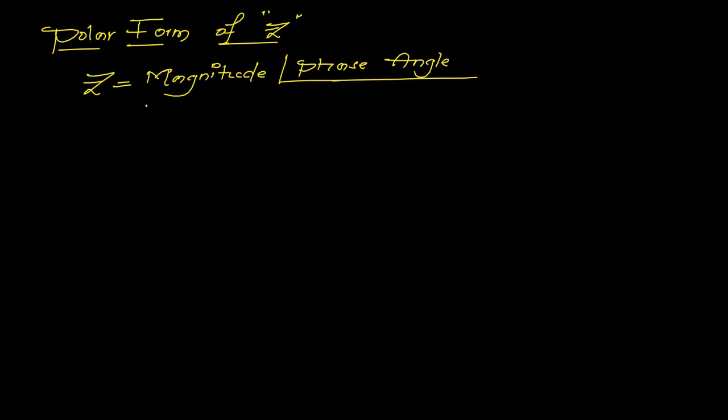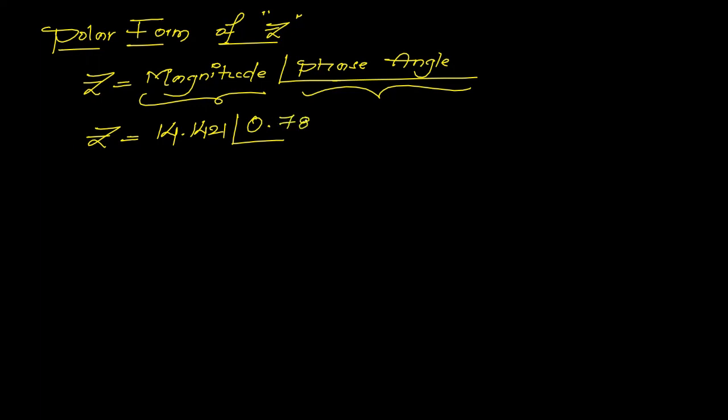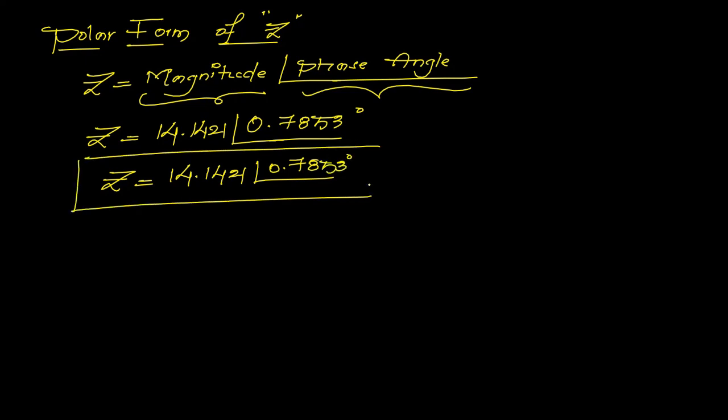Now you know the value of the magnitude and also the phase angle, because we just calculated them. So Z is equal to 14.1421 as the magnitude, having an angle of 0.7853 degrees. Now this impedance represents the polar form of impedance Z.